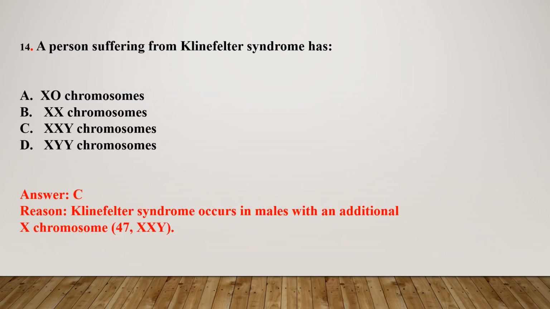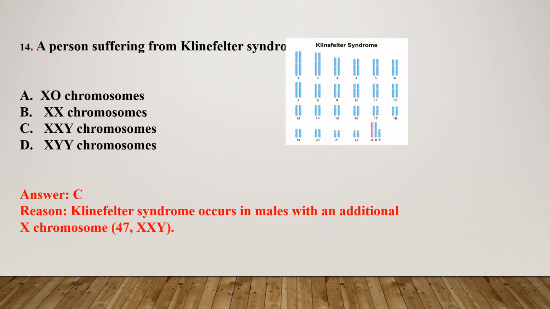A person suffering from Klinefelter syndrome has: XO chromosomes, XX chromosomes, XXY chromosomes, or XYY chromosomes. The answer is given here. Klinefelter is having XXY chromosomes. This occurs in males. With an additional chromosome out of 46, it will be having 47. Here you can see the picture.